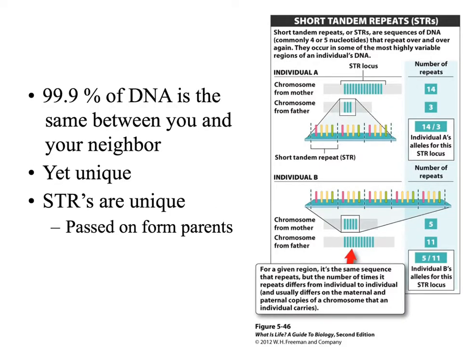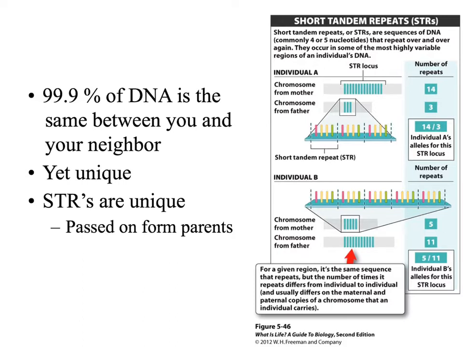To create a DNA fingerprint, we have to figure out regions that are unique in each DNA strand. 99.9% of DNA is exactly the same between you and your neighbor and every other human. Yet we do have certain unique strains. One region that has much variability and some uniqueness to it are STRs, short tandem repeats.